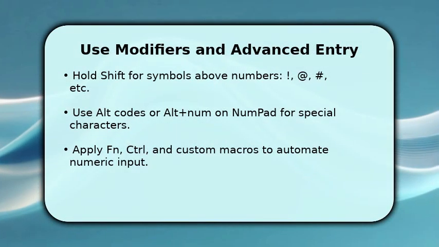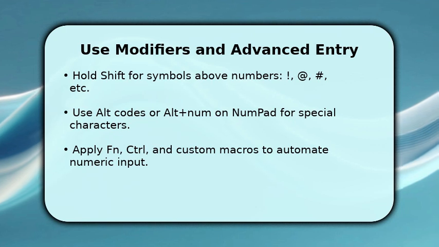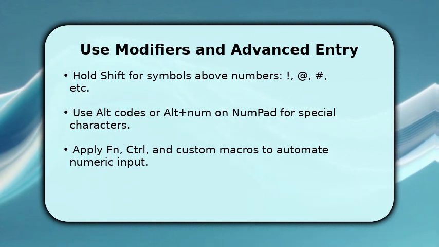Now you expand how you use number keys. Hold Shift to access symbols above the top row digits. This is faster than switching layouts.